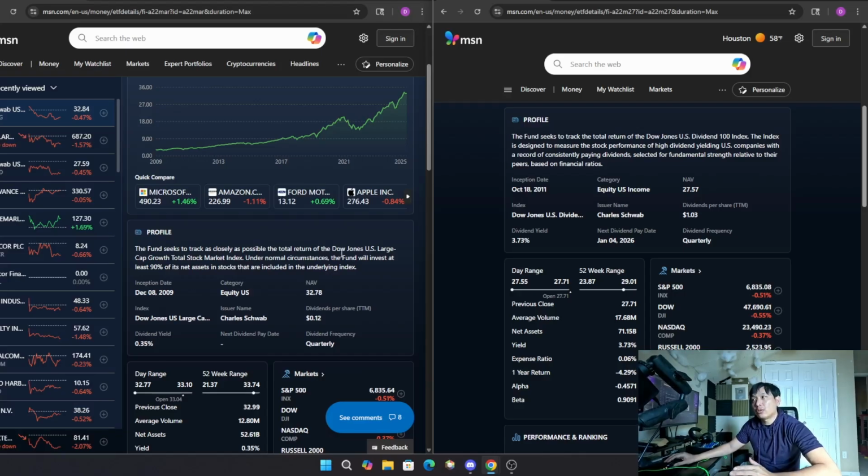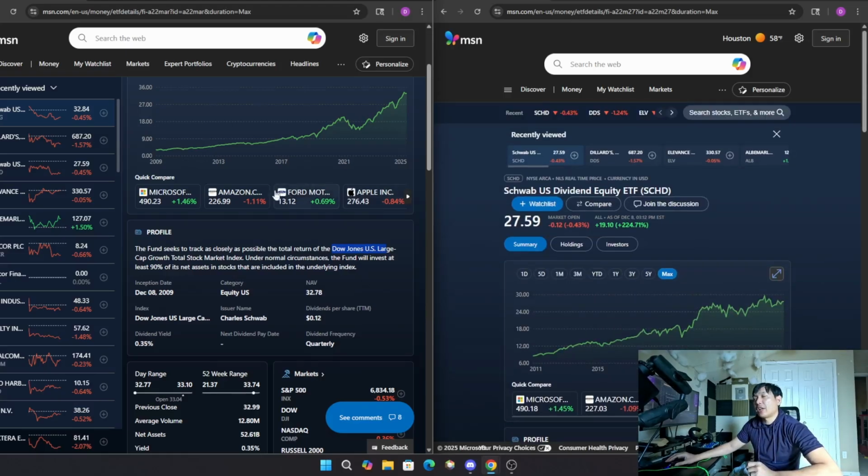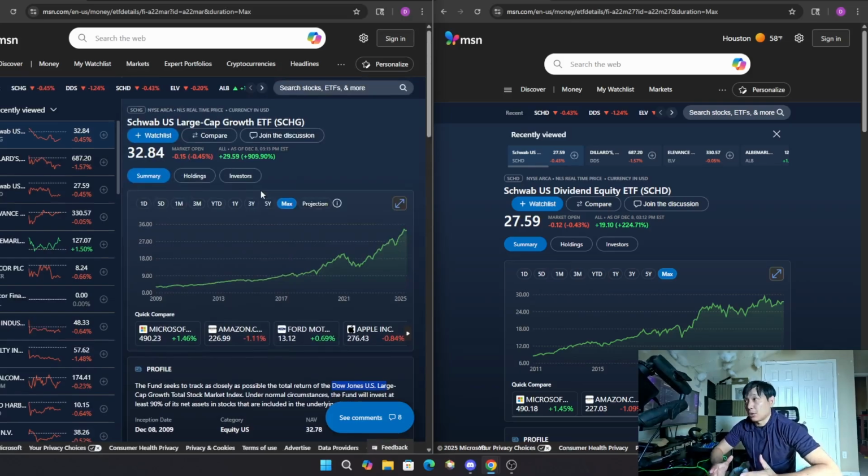So it follows the Dow Jones US large stock or large cap. So this is what you have to compare. Do you want to be in large cap companies, or what are you looking at? And here's the thing. The SCHD fund seeks to track the total Dow Jones Dividend 100 Index. So this is looking for dividend payout. So is it fair to compare them? Well, it depends. Do you want dividend payment or not? So at the end of the day, which one's better?